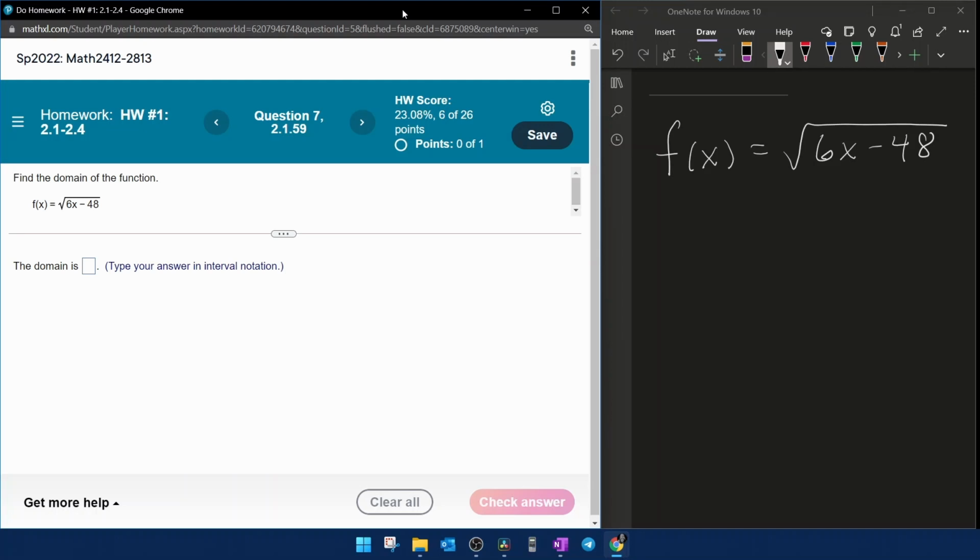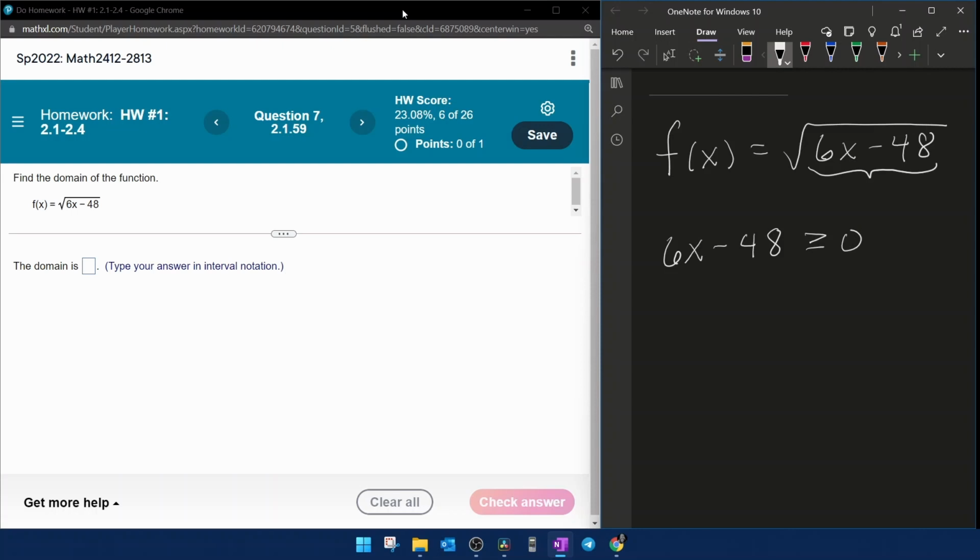If you watched the previous homework video, we said that sometimes when you're looking for the domain, what you really need to look for first are the restrictions, if there are any. And a square root function does have a restriction. We know that the radicand must be greater than or equal to 0. The radicand is the stuff under the radical. So here 6x minus 48 must be greater than or equal to 0.